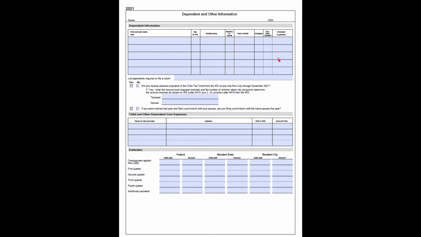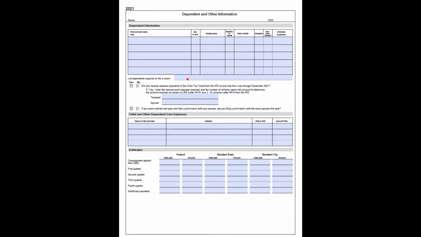Now, the total of these expenses should equal the total of the amount paid down here in the child and other dependent care expense section. Now, before we get down there, I do want to point out that we do ask that you list dependents who are required to file a tax return here.